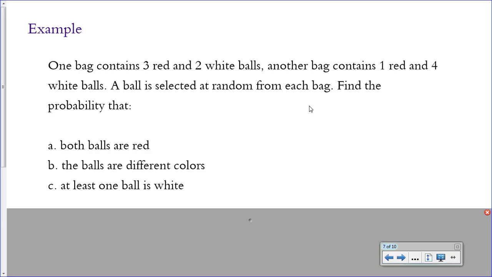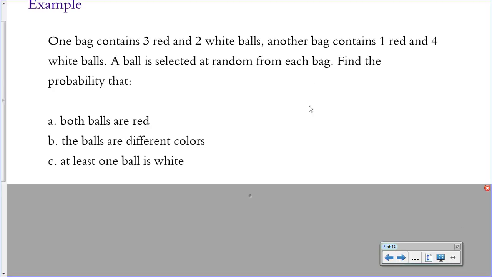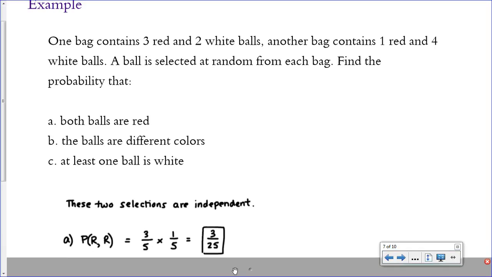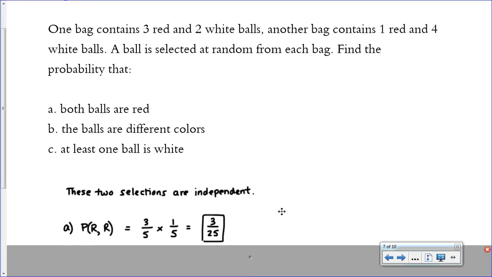So I can use the independent events formula, which says that to multiply 2 probabilities together, you can get the intersection of both things happening. So like probability that both balls are red, I can do 3/5 from the first bag times 1/5 from the second bag to figure out the probability that both will be red. So that's 3 out of 25.